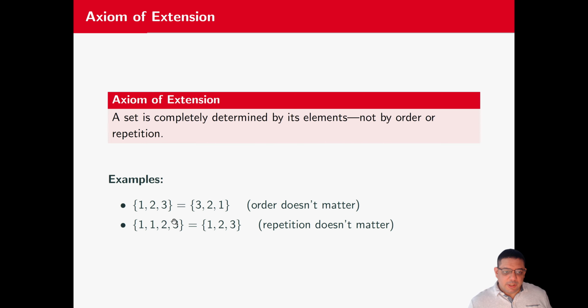In terms of representation, a set can be represented in a couple of ways. The first way is by extension, and a set is completely determined by its elements, not by order or by repetition. For example, the set {1, 2, 3} is the same as the set {3, 2, 1}. Since they have the same elements, the order doesn't matter. Also, repetition doesn't matter. So {1, 1, 2, 3} is still equivalent to the set {1, 2, 3}. Repetition doesn't matter either.